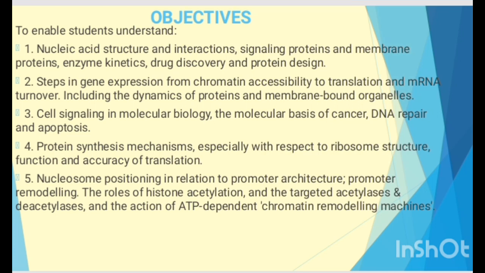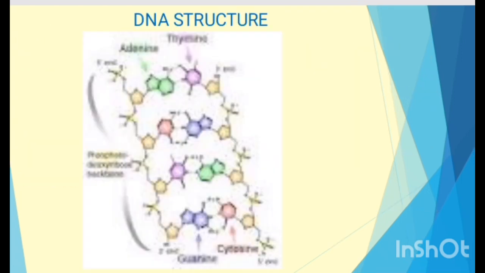and apoptosis. 4. Students need to know protein synthesis mechanisms, especially with respect to ribosome structure, function, and accuracy of translation. 5. Candidates need to know nucleosome positioning in relation to promoter architecture, promoter remodelling, also the roles of histone acetylation and the targeted acetyltransferases and deacetylases, and the action of ATP-dependent chromatin remodelling machines. Right here is an illustration of DNA structure.